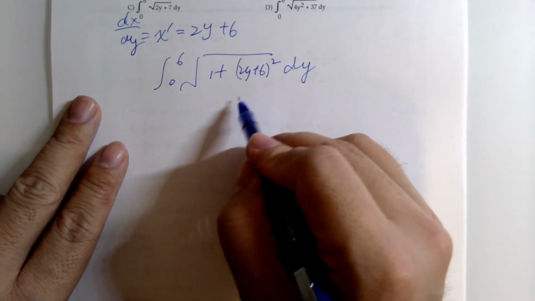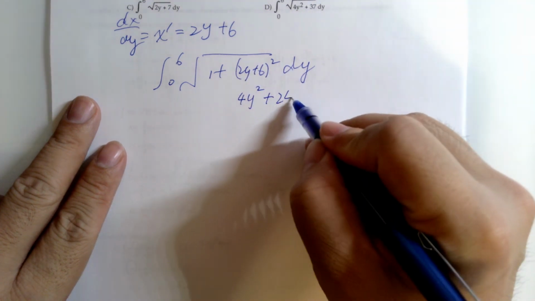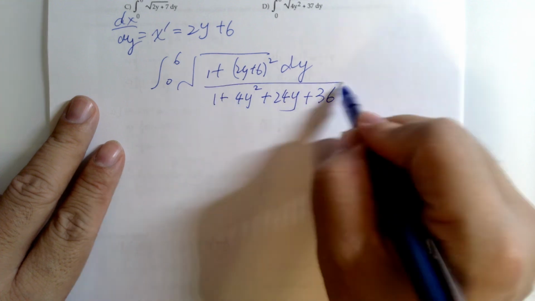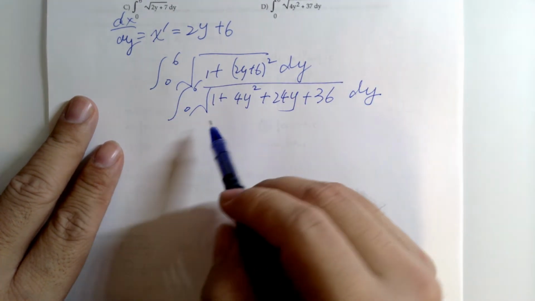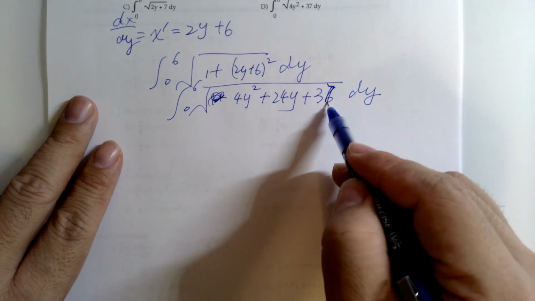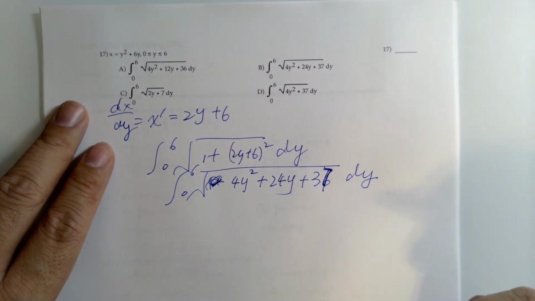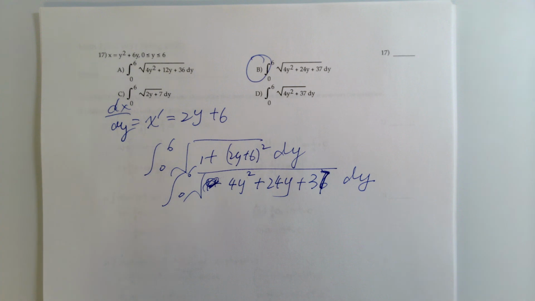If you expand this, it's 4y squared plus 24y plus 36, right? And then plus a 1 here. And then put it together. So this part is going to become 37. And then if we look at it, do we have a 37 here? The answer is yes. So the answer is B. Okay, so that's the end. So thank you for watching.